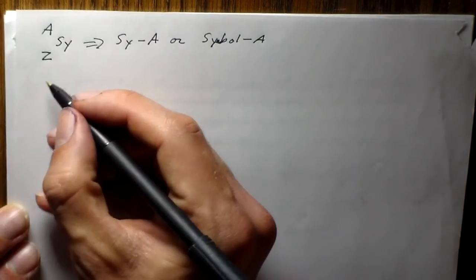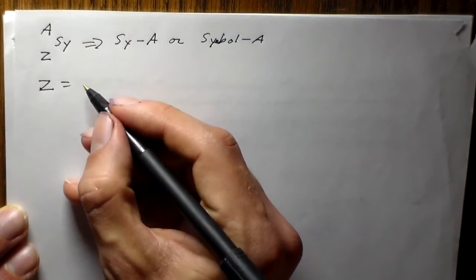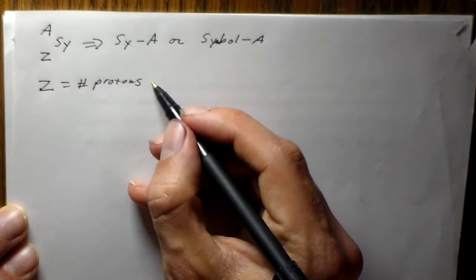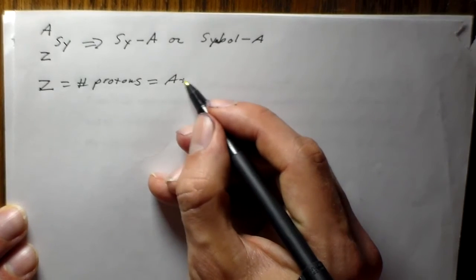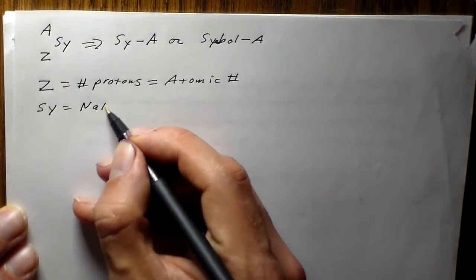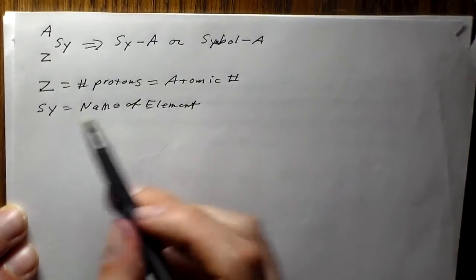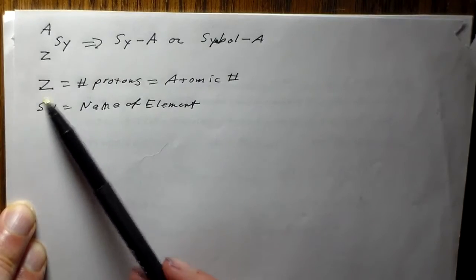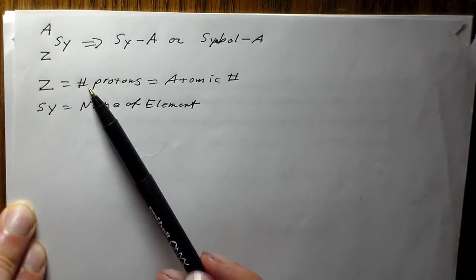So here, the Z is equal to the number of protons. All right, and then this, of course, is just your atomic number. Symbol, that's just going to be the name of your element. And really, if we think about it, the Z here, since that's the atomic number, and if we know the symbol, we know what the atomic number is already.